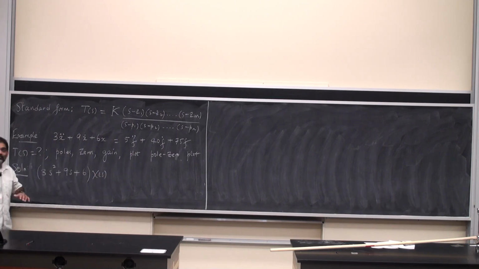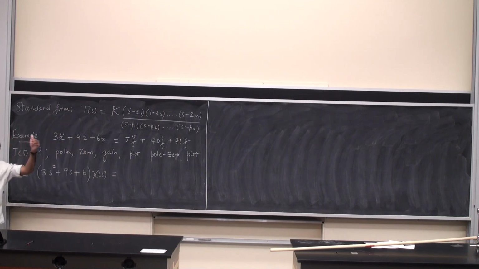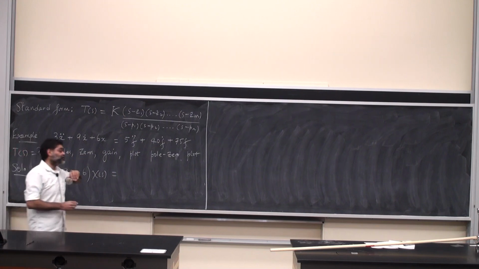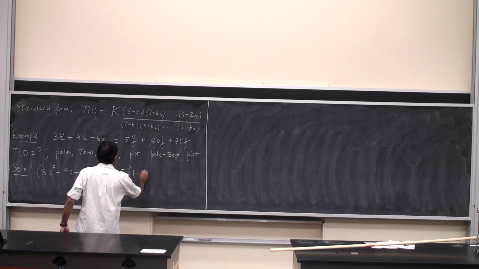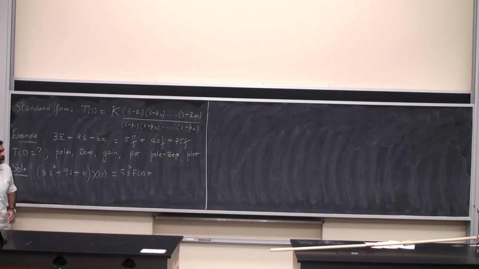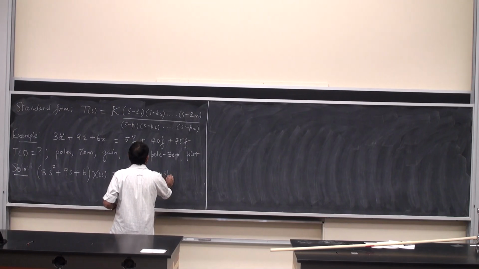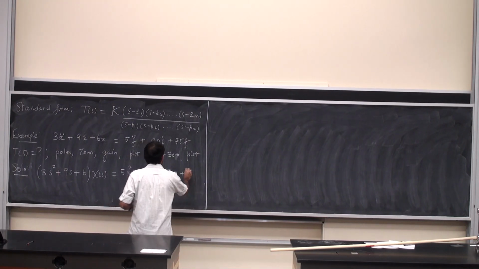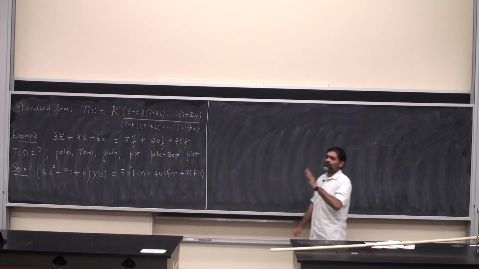Laplace transform on the right hand side. 5 times the Laplace transform of f double dot is s square times F of s, right? So this is 5 s square F of s, plus 40 times s times capital F of s, plus 75 F of s, where F of s is a common factor.